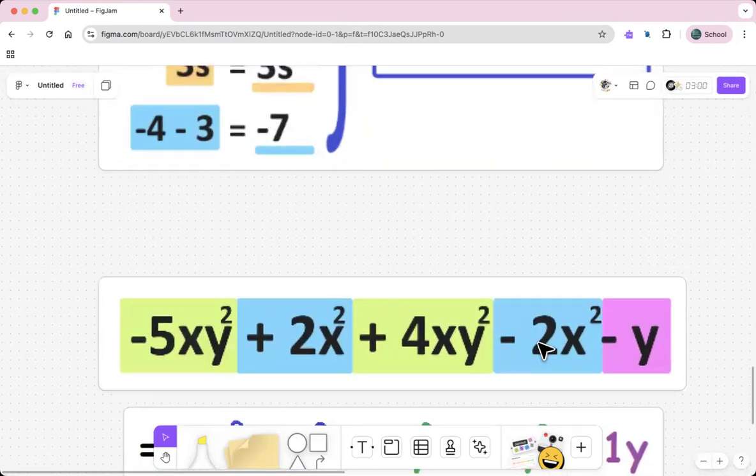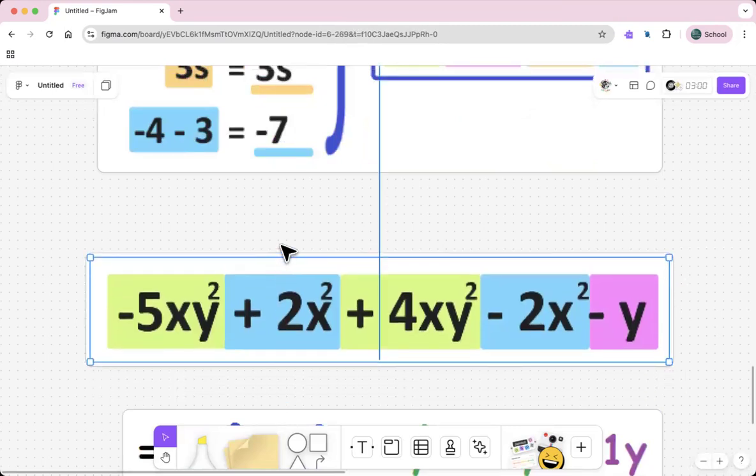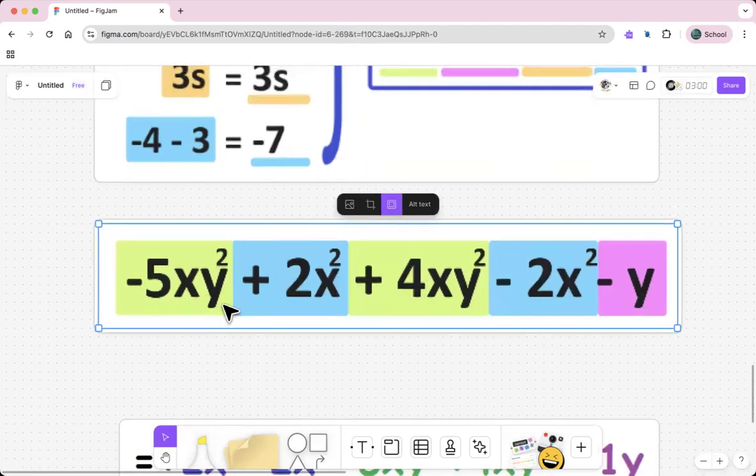Now, this is a very important question, so take a second to copy it down. I'm going to move that up a little bit. Negative 5x squared, positive 2x squared, positive 4xy squared, negative 2x squared, negative y. You can see I've used 3 different colors here. And this is a good example of why like terms have to have the same variable, same power.